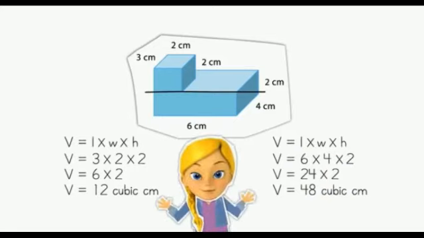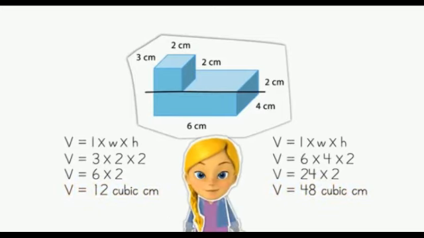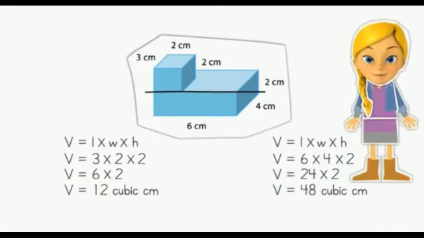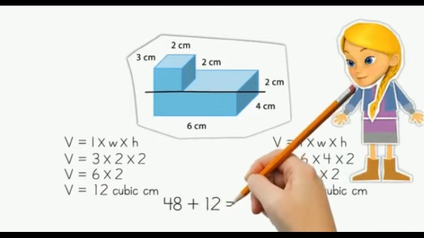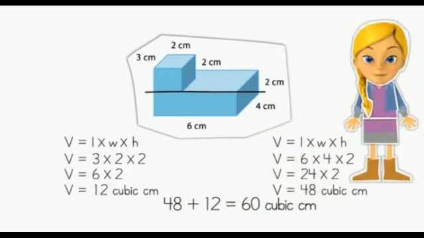Okay, now what? Does this problem have two answers? No. You just add the two volumes to get the total volume of the entire prism. 48 plus 12 equals 60, so the volume of the original figure is 60 cubic centimeters.